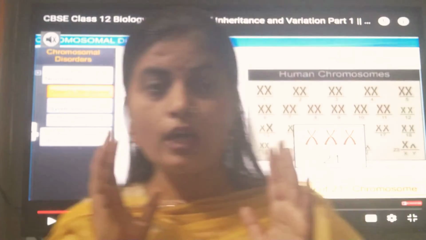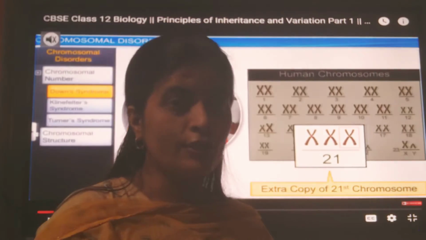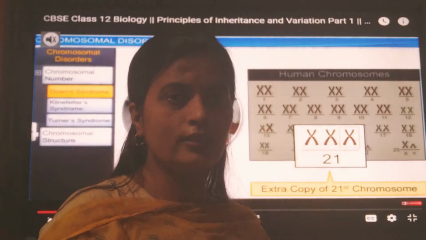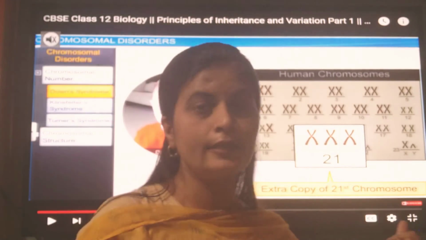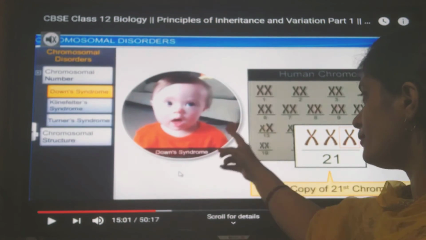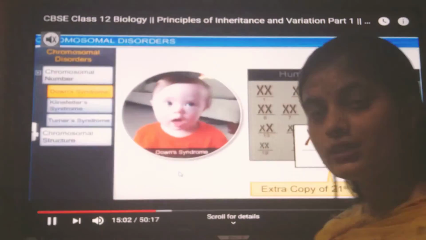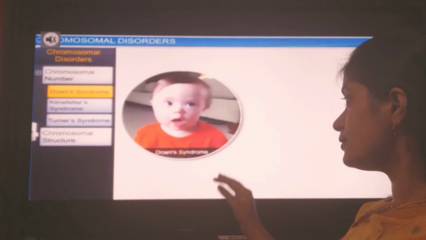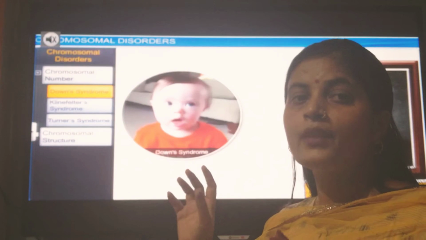So you have to keep this point in your brain. What happens in the case of Down syndrome? Just see. We say neither excess of something is good nor limitation of something is good. That thing is represented here. Only one copy of the 21st chromosome is going to get extra, and the features we have observed, we are going to see here. Let us see what features in Down syndrome we notice in the child. First of all, it was discovered by Dr. Langdon Down. That's why the name Down syndrome is given to this syndrome.